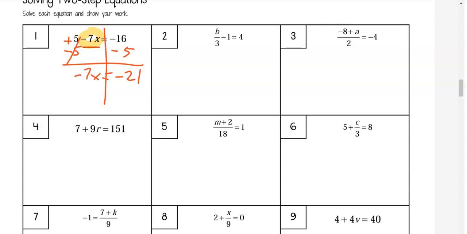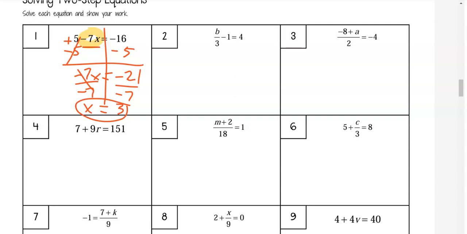You can now see that we have a one-step equation here. So I'm going to do the inverse operation, or opposite, and divide both sides by negative 7. That is going to give me 1x, which is equal to 3. So that first problem is 3.